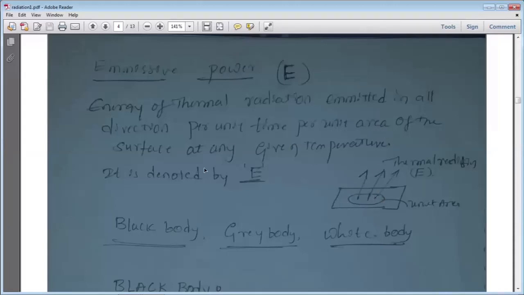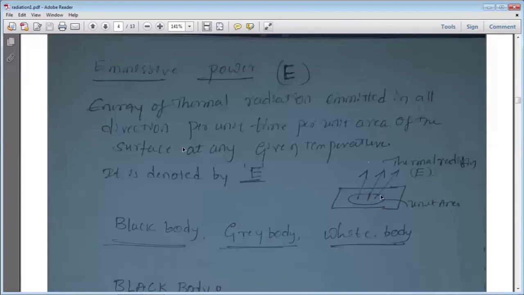per unit area of the surface at any given temperature. Remember that, okay? See this sentence here: energy of thermal radiation emitted in all directions per unit area of the surface at any given temperature. Understand? Suppose the given temperature is 50 degrees Celsius.